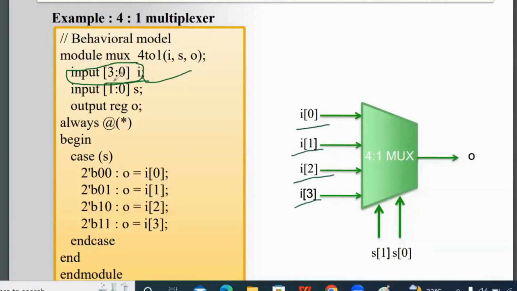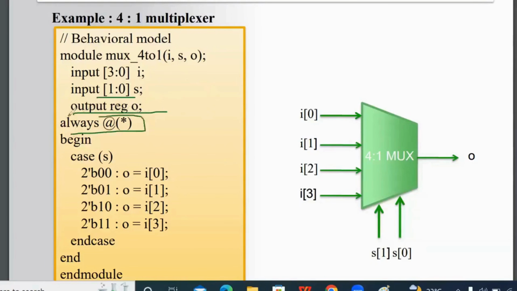If you take a vector format, 0 down to 3 or 3 down to 0, within the same memory we can store the data. So this is a vector. If you take a single variable like a reg o, that is nothing but a scalar. That is the difference between vector and scalar. So I have taken a 4-bit I and a 2-bit S register. Output is O, that means 1-bit.